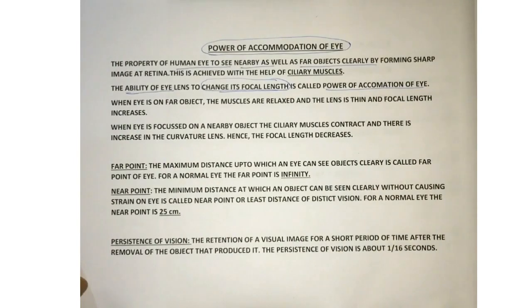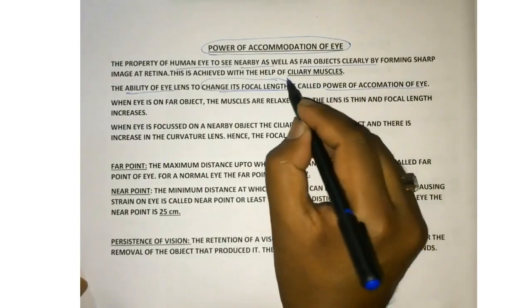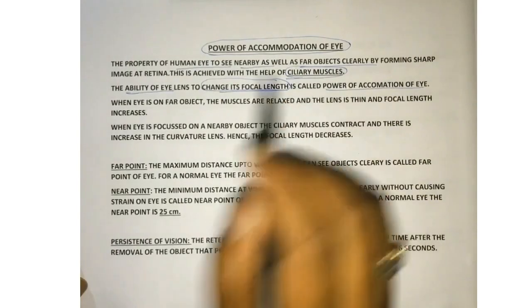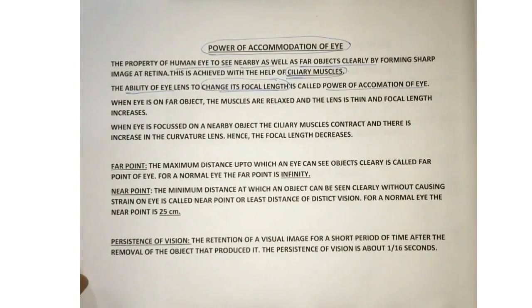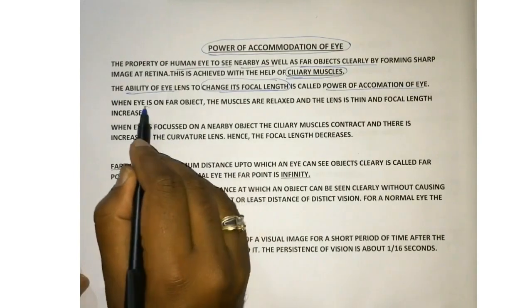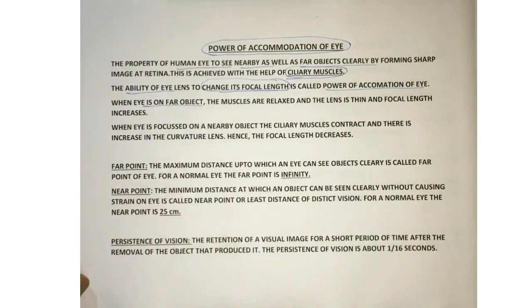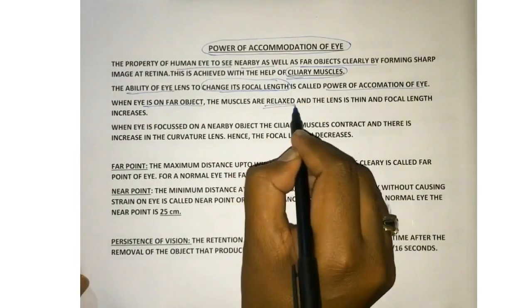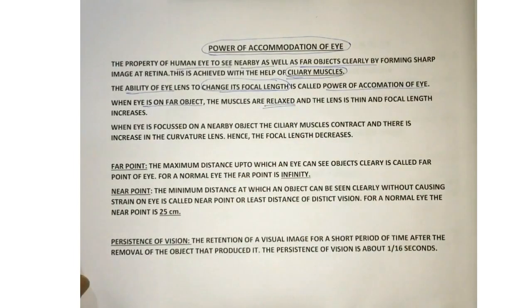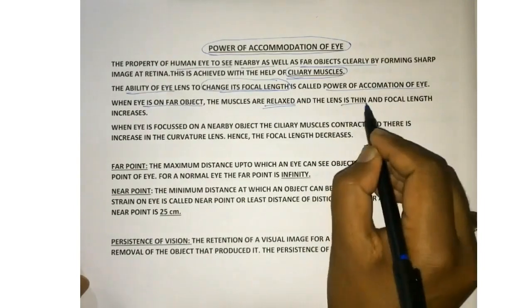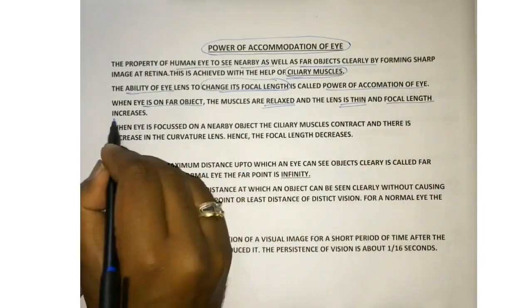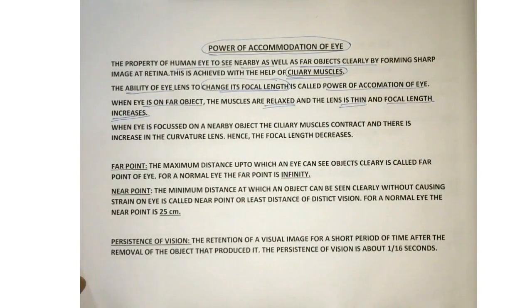The human eye can change its focal length with the help of ciliary muscles. How do these ciliary muscles help to change the focal length of the convex lens or eye lens? When the eye wants to see a far object, the muscles relax, and the lens becomes thinner, hence the focal length increases.